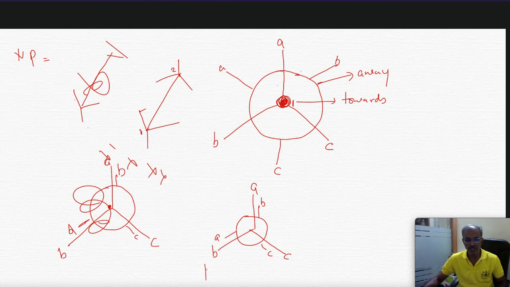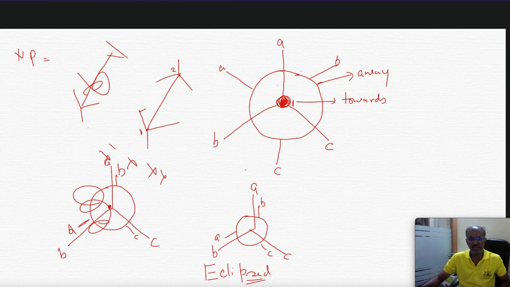eclipsed. First one was staggered conformation, and this is eclipsed form. And in eclipsed formation, the conformation is the same. The staggered one is rotated.